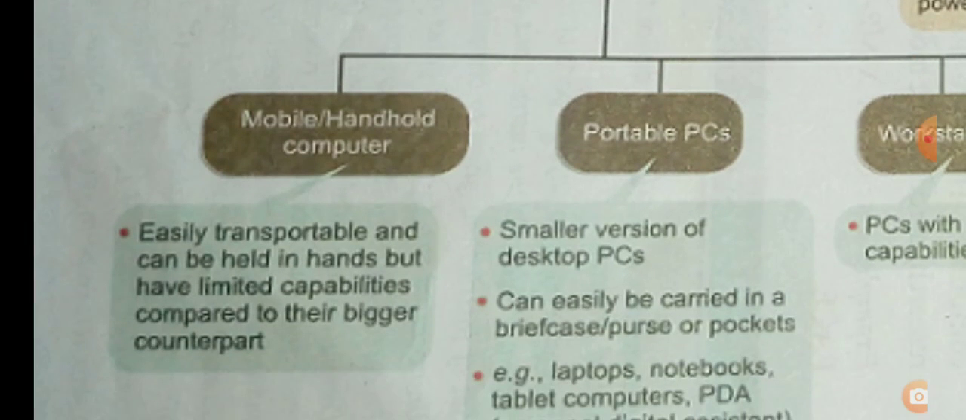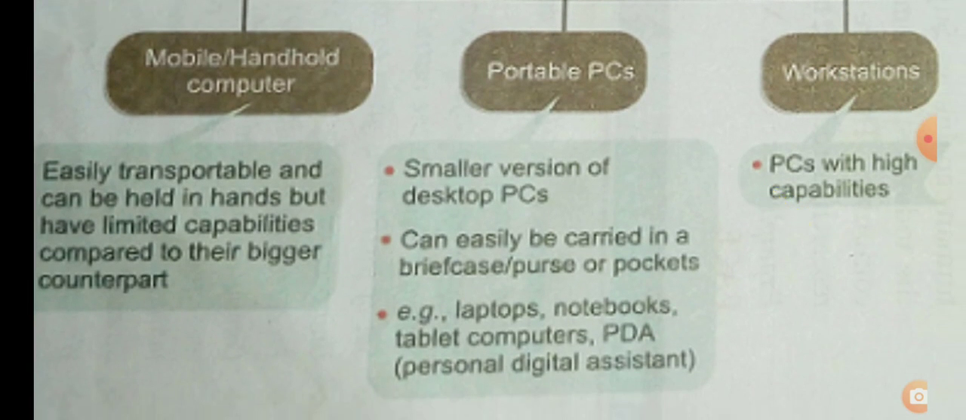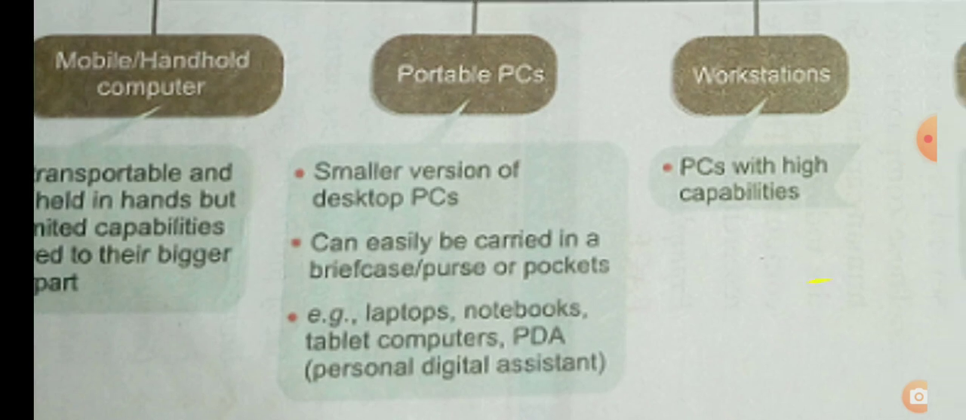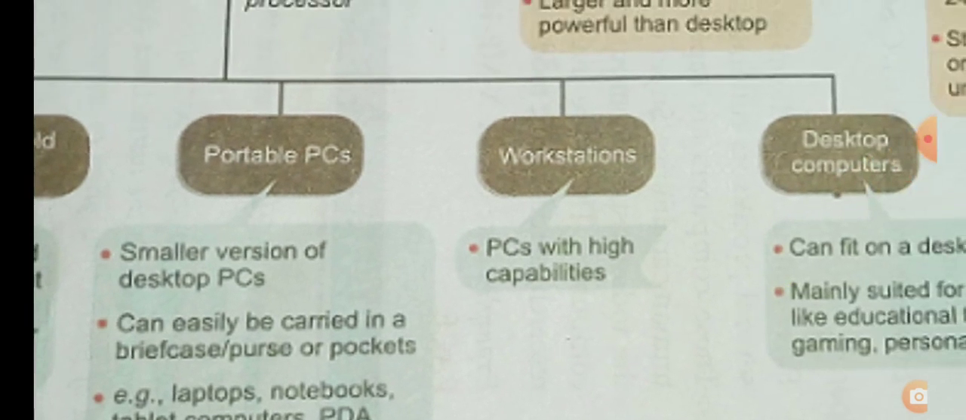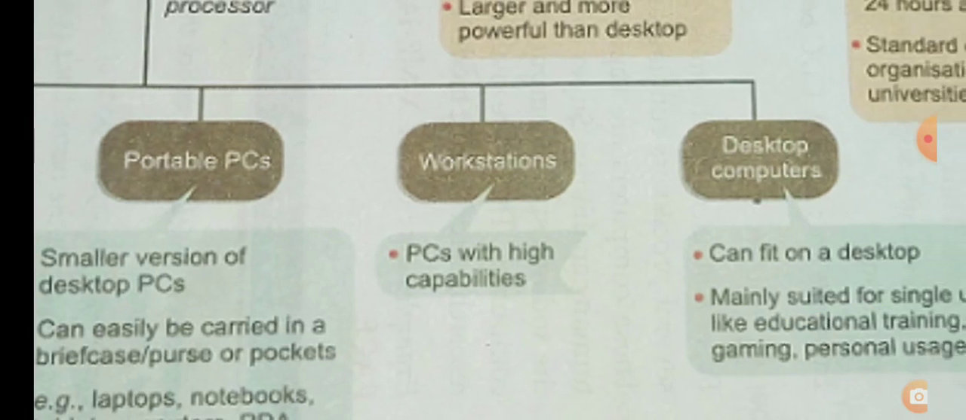Mobile or handheld computers are easily transportable and can be held in hands, but have limited capabilities compared to their bigger counterparts. Portable PCs are a smaller version of the desktop PCs and can easily be carried in a briefcase. Examples of portable PCs are laptops, notebooks, tablet computers, and PDA, that is personal digital assistant. And third is workstation. Workstations are basically PCs with high capabilities. And next is desktop computers.